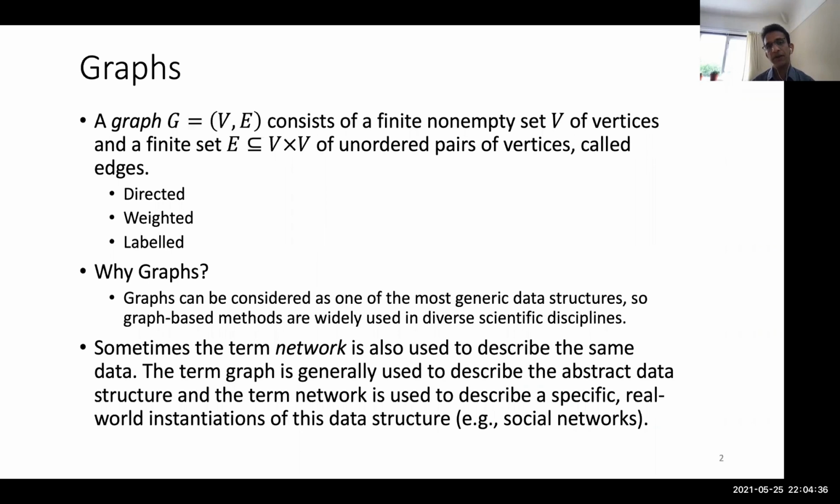Why are graphs important? Because they are considered one of the most generic data structures, and that's why they are widely used in different scientific disciplines. Sometimes the term network is also used to describe the same data, but historically the term graph is used in machine learning communities and refers to an abstract data structure, while a network usually describes a graph which is obtained by modeling some real world problems such as social networks, etc.